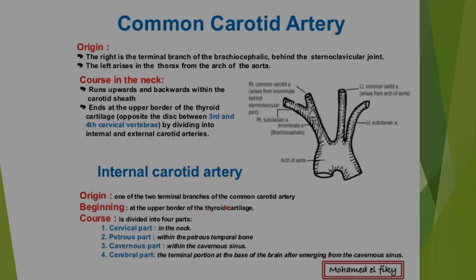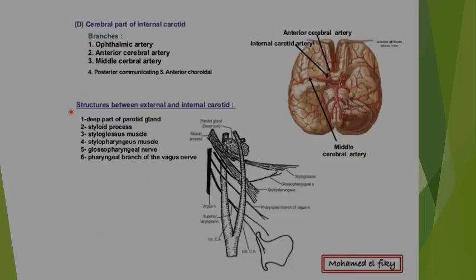It begins at the upper border of the thyroid cartilage, divided into four parts: the cervical part, the petrous part, the cavernous part, and the cerebral part. The cerebral part of the internal carotid has about five branches. They are the ophthalmic artery, anterior cerebral artery, middle cerebral artery, posterior communicating, and anterior choroidal.